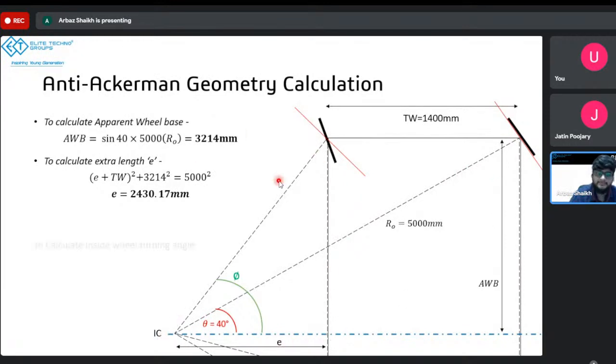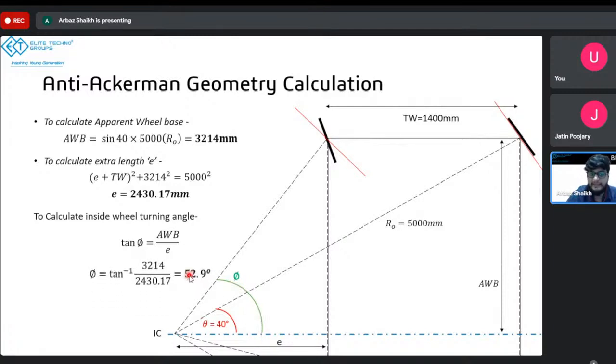right? And in this triangle, now we'll calculate the inside wheel turning angle. So that can be calculated by tan of phi, which is this angle, this length by this length E, right? Because this perpendicular over here will be equal to this perpendicular over here, which is AWB. So AWB by E will give you tan of this angle, and that angle comes out to be 52.9 degrees. So if you think about it, phi in this case will be greater than theta. Okay, inside wheel will be having motion at an angle more than the outside wheel, but the inside wheel is turning by lesser degree.